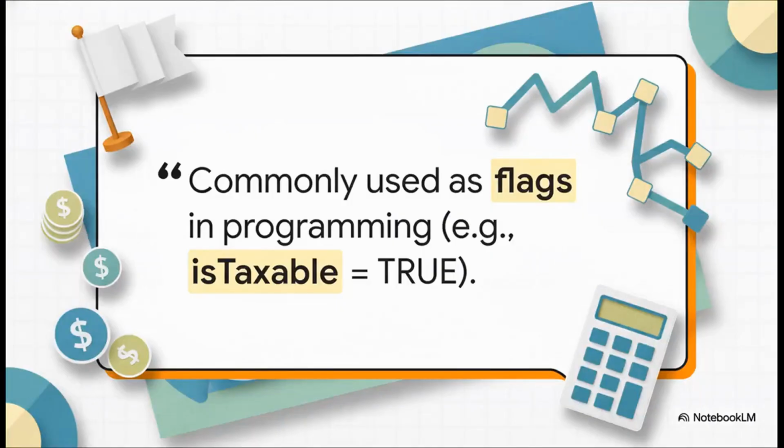And here's a perfect real-world example of that. A programmer can create what's called a flag. Let's name it is taxable. Now, if that flag is set to true, the program knows, okay, time to add tax. If it's set to false, it just skips that step completely. That one tiny little Boolean can control a whole financial calculation.